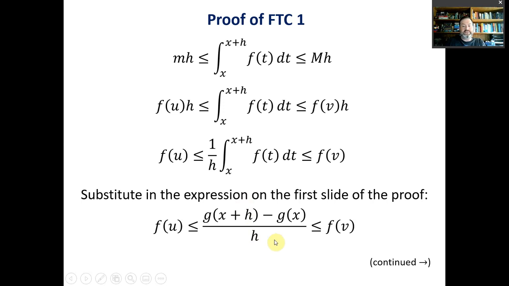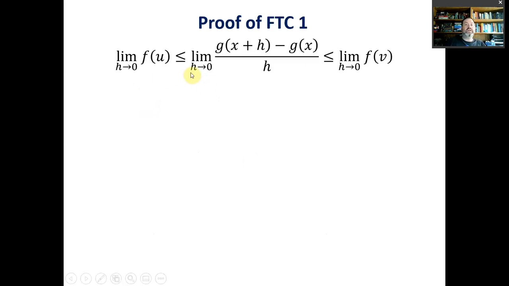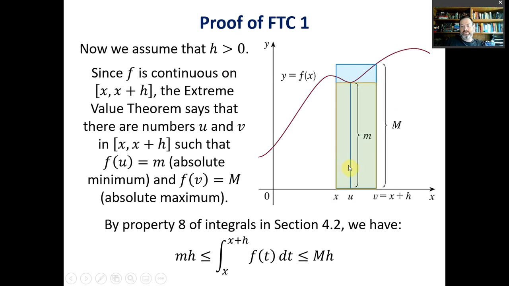Now we can tack on limits. So we take the limit as h goes to 0. This limit is the derivative, so we know what's going to happen here. But what's going to happen here? If h is positive and h goes to 0, what happens to u? And what happens to v? Let's go back and look at that picture again. h is positive, so h is to the right. What happens as h starts to get smaller? Where is u going to go? And as h gets smaller, where's v going to go?